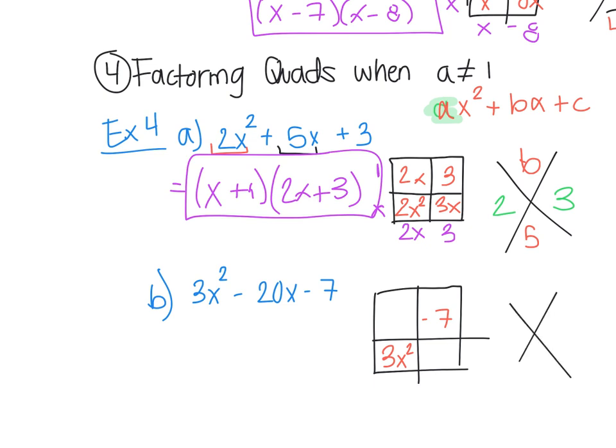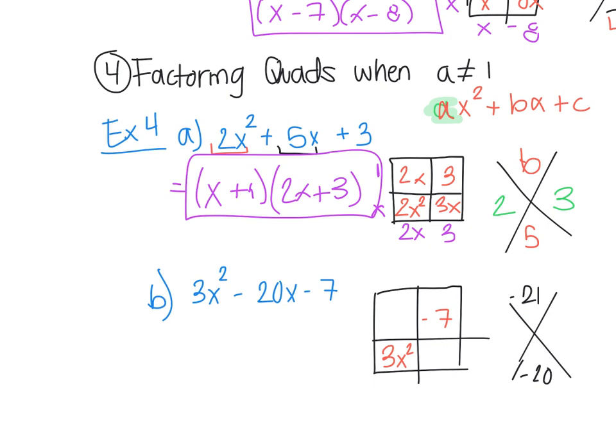Okay, so I'm still splitting my negative 20x's. So I'm going to put negative 20 down there. But remember, up here in the top, I'm not just putting negative 7, I'm putting 3 times negative 7. So I multiply that by a. So 3 times negative 7 is negative 21. So what we're actually looking for are two numbers that multiply to negative 21 and add to negative 20.